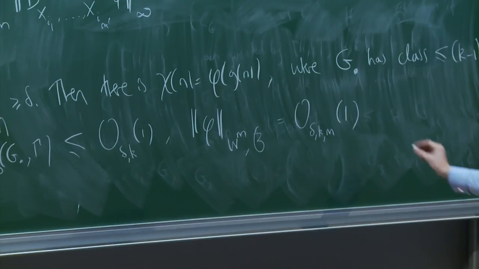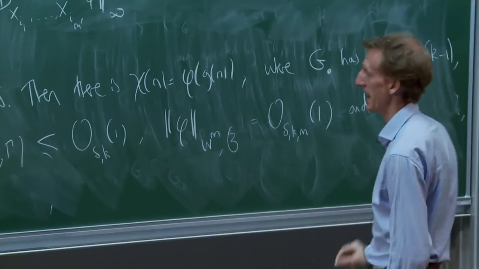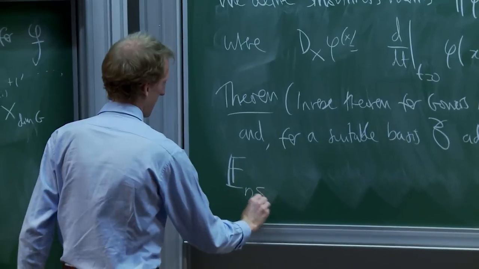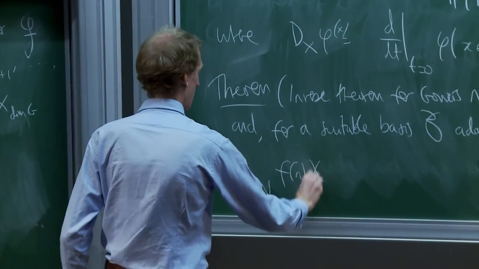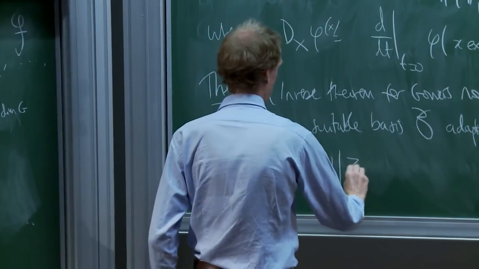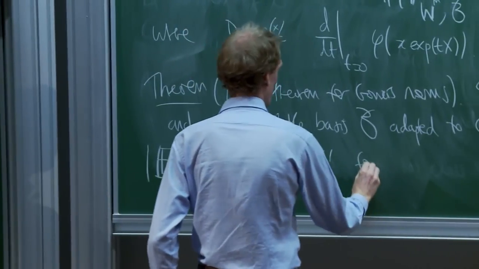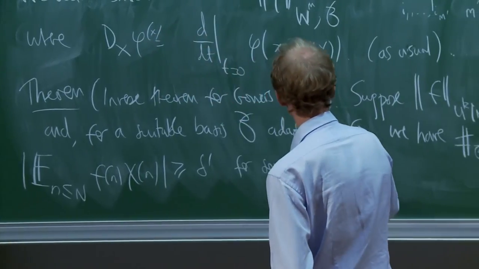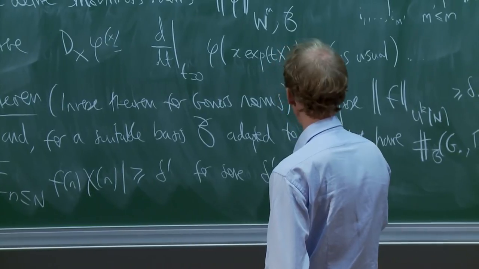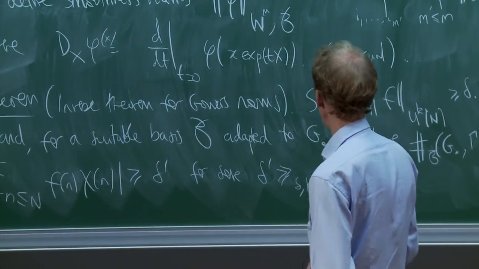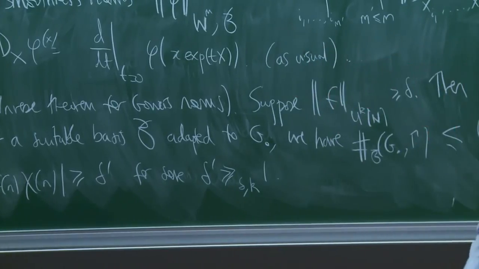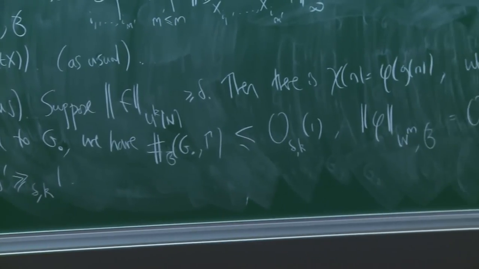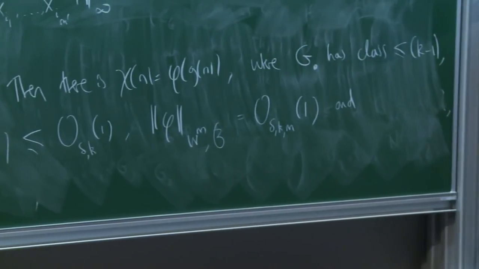And finally, of course, the important bit, F correlates with chi, for some delta prime greater than zero in a way that depends on delta and k only. So you can see somehow why this is not normally stated formally. It's a bit of an effort. But the gist of it is what I explained at the beginning. So you correlate with a nilsequence of finite complexity.